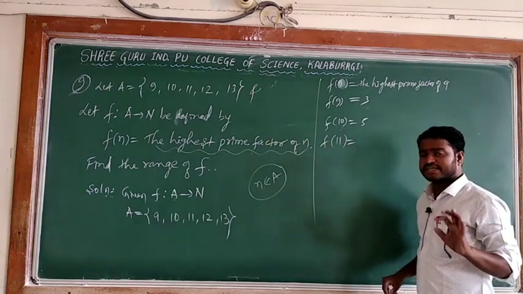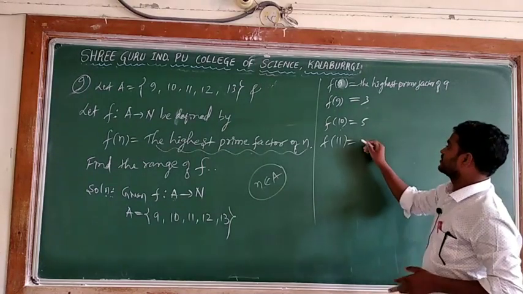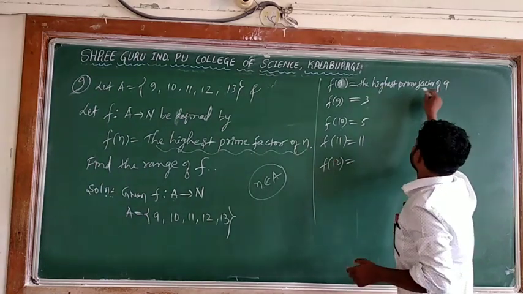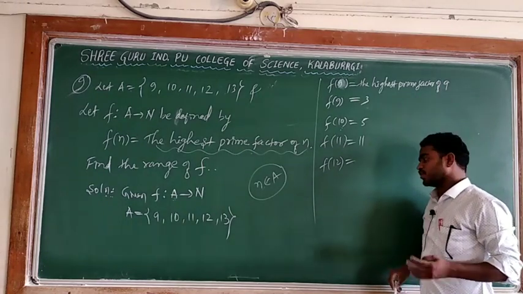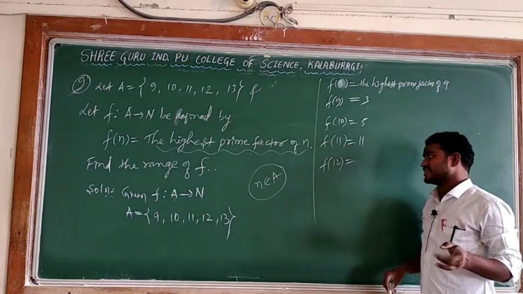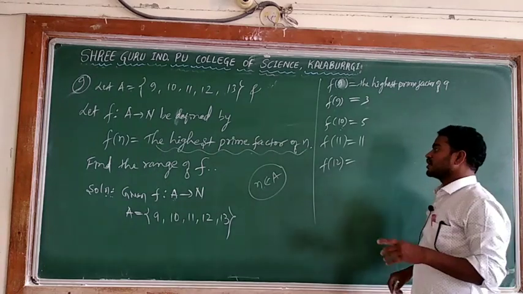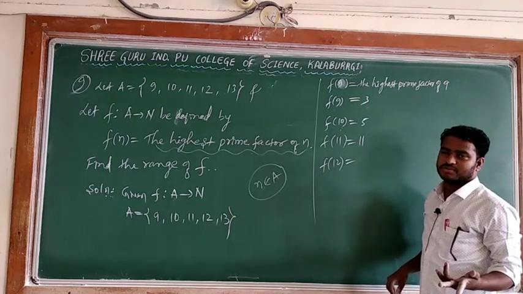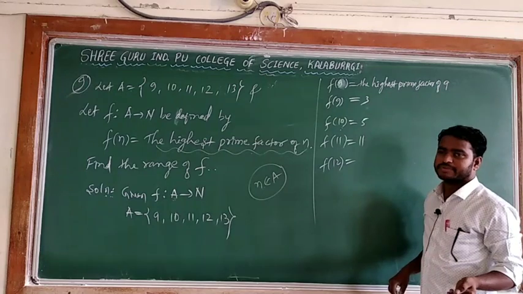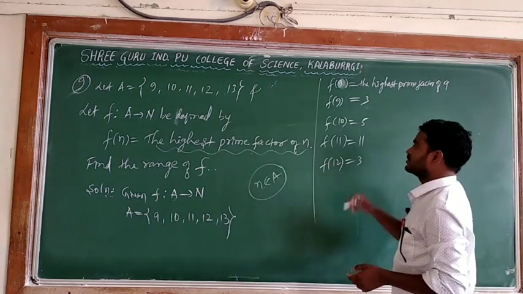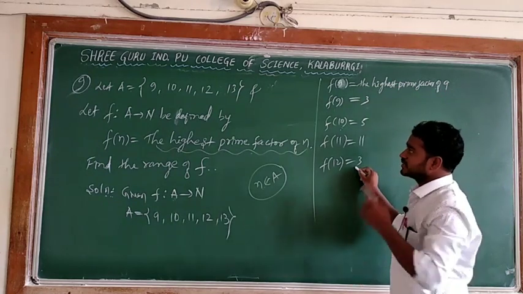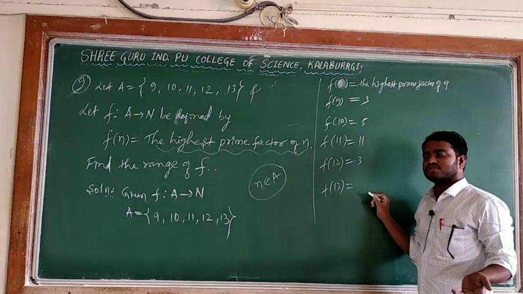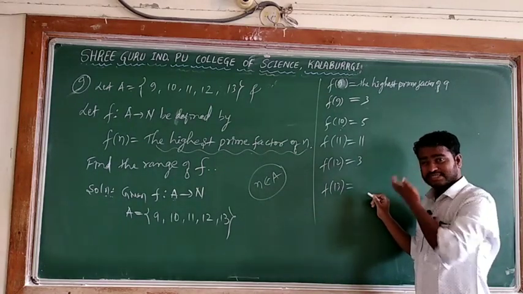Then f of 11. The factors of 11 are 1 and 11 itself, and 11 is the highest prime factor. Then f of 12. The factors of 12 are 1, 2, 3, 4, 6, 12. The primes are 2, the even prime, and 3. 6 is not a prime, and 12 is not a prime. So the highest prime factor of 12 is 3. Then f of 13: 13 is divisible by 1 and 13, so 13 itself is a prime factor.